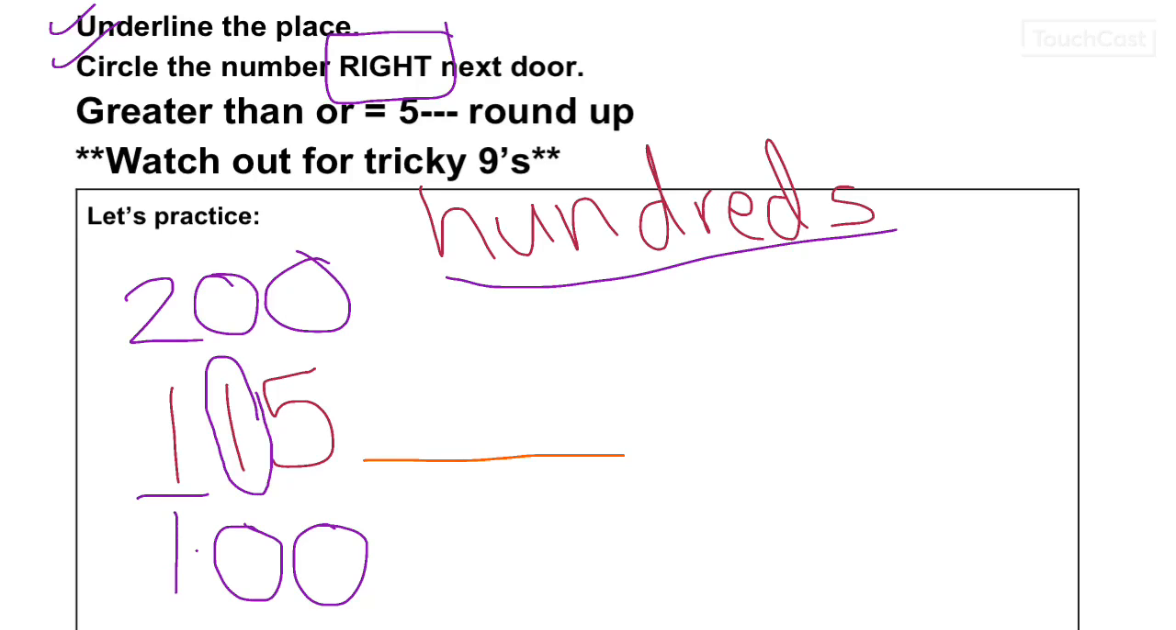Okay, so the 5 here we actually don't need. It doesn't matter to us in the problem, so you can go ahead and cross it out. We only need the circled number and the underlined number. So the circled number is the number 1. Is 1 greater than or equal to 5? No. Since we said no, this number rounds down to 100.